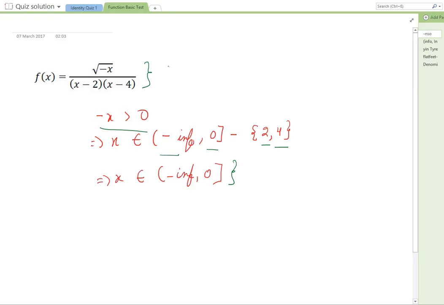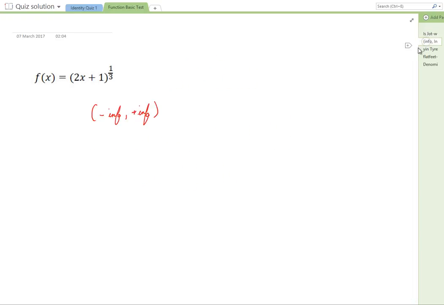So what we ensured here is that anything within the root sign cannot be negative, and we ensured that anything in the denominator cannot be equal to 0. So based on these two conditions, we have identified the domain. And we'll use similar stuff in other questions.